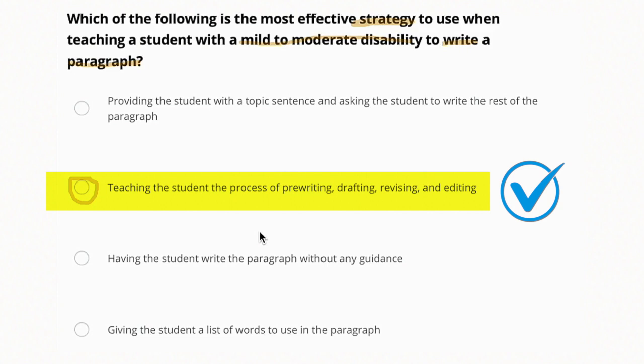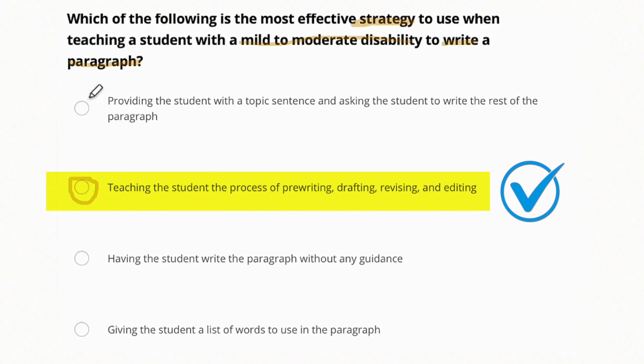When understanding why this would be the correct answer, it really boils down to the organization aspect that this answer choice provides. It gives students with disabilities a way to organize their thoughts, revise and make edits to their writing after they have done the initial draft of it, which produces a better piece of writing or a better paragraph.